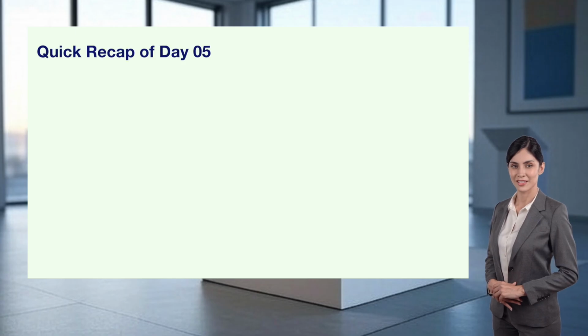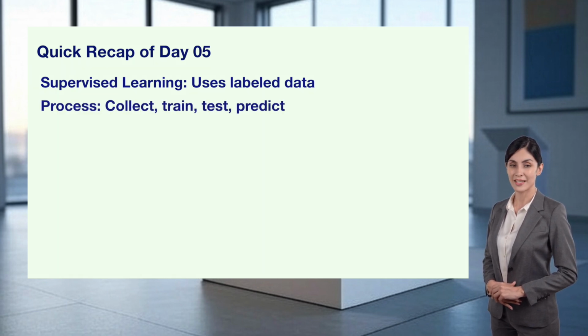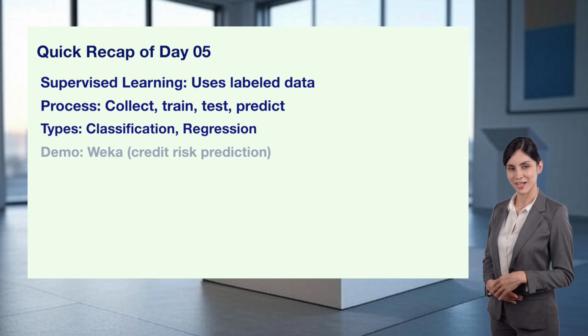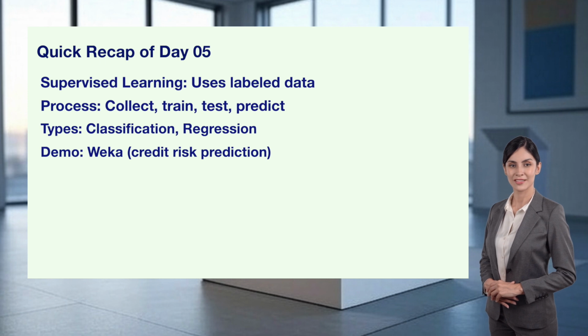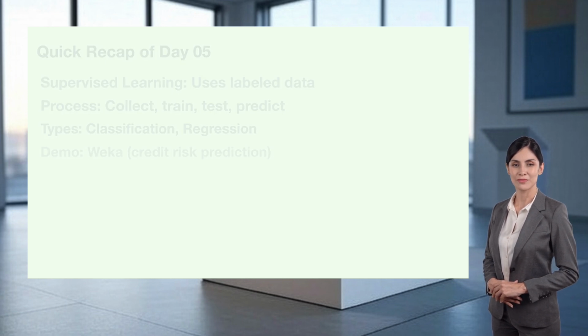Before we start, let's recap Day 5. We learned that supervised learning uses labeled data to train models, following a process of collecting, training, testing, and predicting. It has two types: classification for categories and regression for numbers. And we saw Sophia use Weka to predict credit risk. I hope you tried the task and shared your results in the comments. Today we'll shift focus to unsupervised learning, a different approach in machine learning.